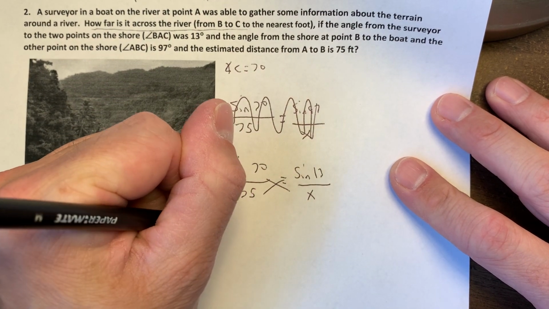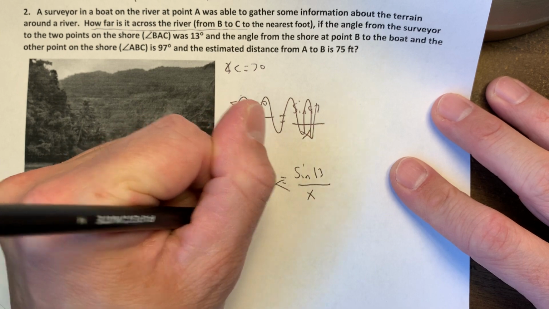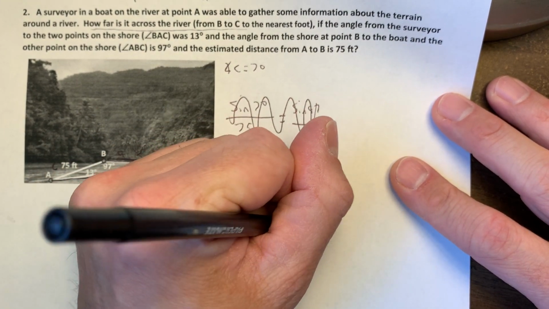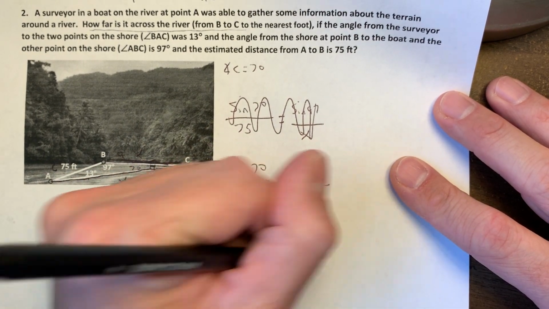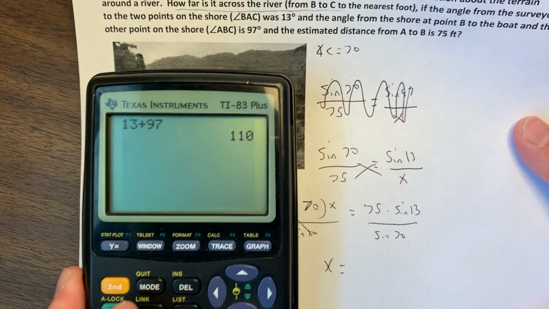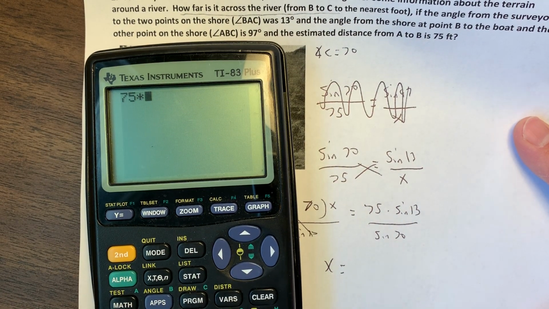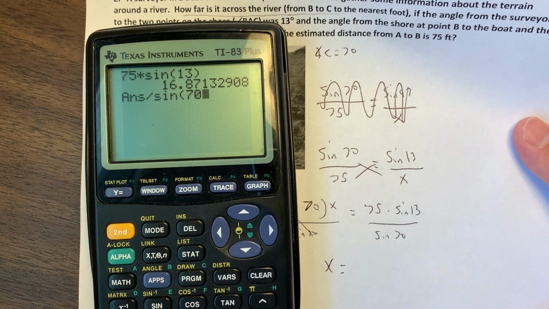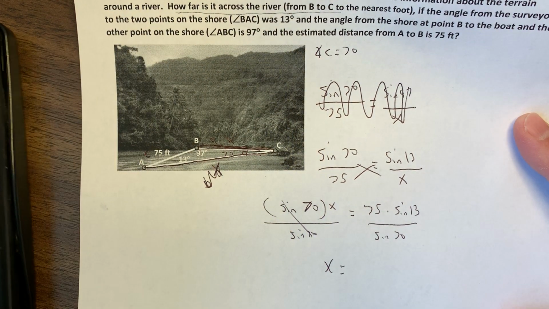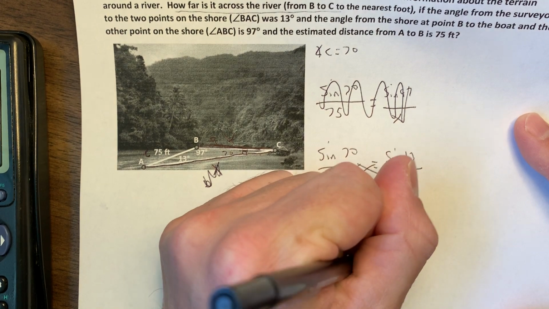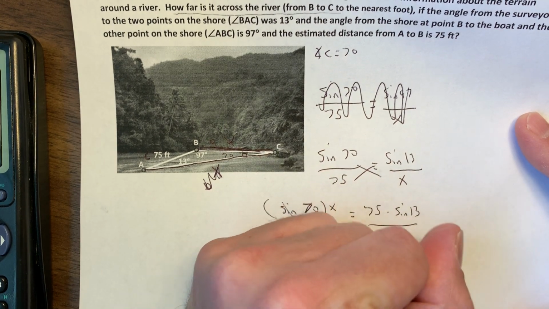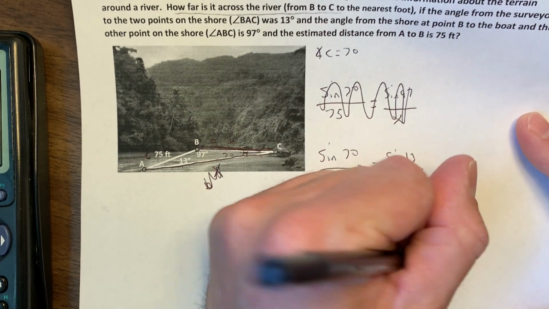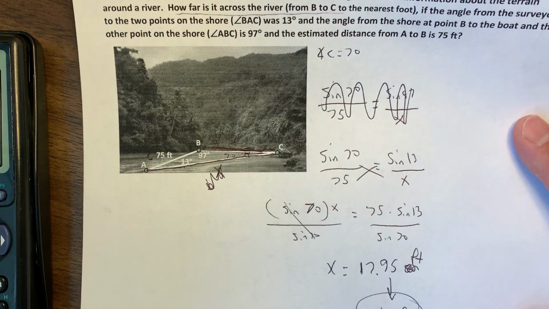Anyways, you guys, I'm sure, will be able to figure that out. Let me just do my math here, make sure I can get the problem right. I need my calculator for this. 75 times the sine of 13, and let's divide it by the sine of 70. It says the estimated distance. All right, let's make it 95. You want to round it to 18 feet? I don't know. It's not centimeters, it's feet.